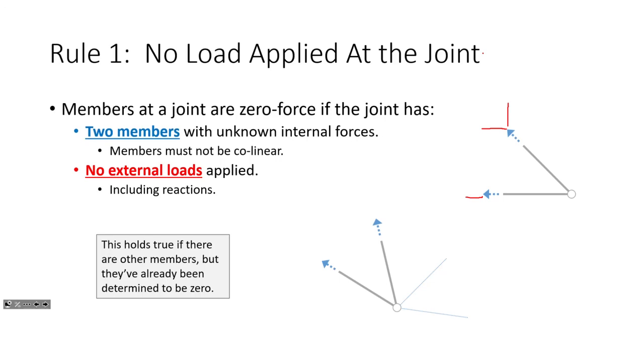Right? That's it. That's all that first rule states, is that if I have two members basically out in space with no external loads applied, those two members are zero force members. And to be clear, that also holds true if you had, let's say, a joint that had four members framing into it, but you had already figured out that these were zero force members, then these two have to be zero force members as well. Make sense? All right, that's rule one. Let's look at rule two.